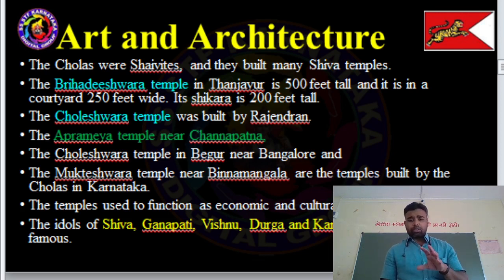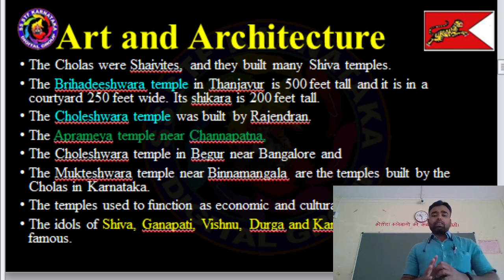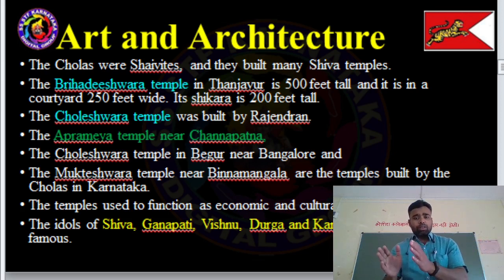So Cholas not only constructed temples in Tamil Nadu, they also constructed temples in Karnataka. One is the Choleshwara temple in Begur near Bengaluru, and another one is the Mukteshwara temple near Binnamangala, which is also very near to Bengaluru. So these two temples are constructed in Karnataka.